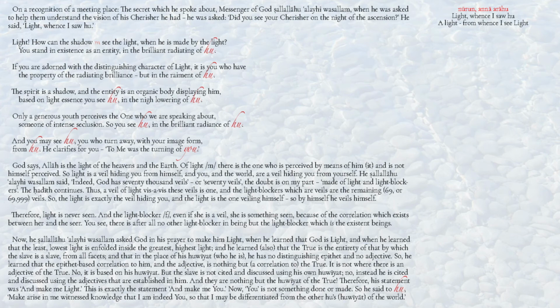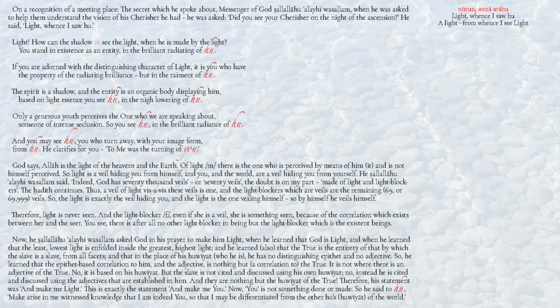Light. How can the shadow see the light when he is made by the light? You stand in existence as an entity in the brilliant radiating of who. If you are adorned with the distinguishing character of light, it is you who have the property of the radiating brilliance, but in the raiment of who? The spirit is a shadow, and the entity is an organic body displaying him.